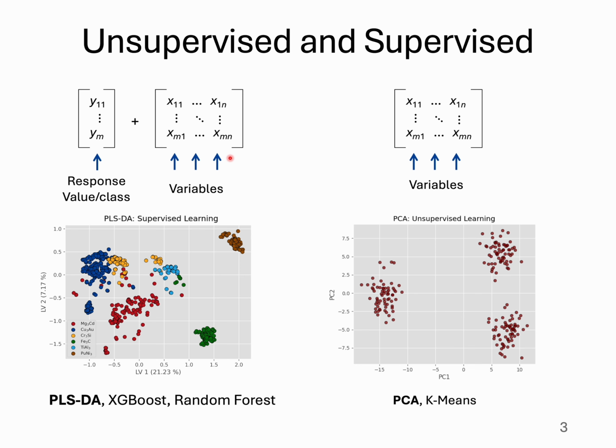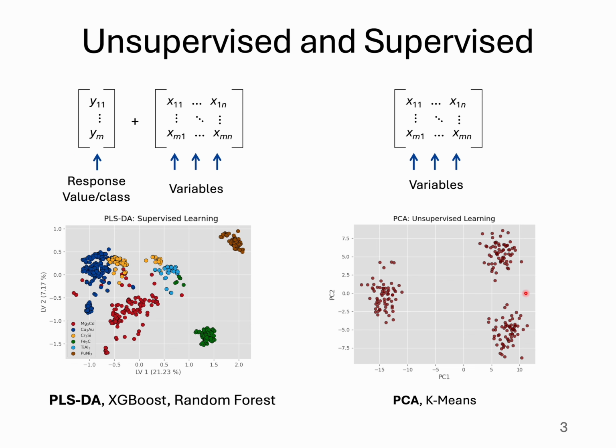Now let's go to the two main types of machine learning: supervised and unsupervised machine learning. Supervised is when we already know the answer or the value of the class, so we train the model using both X and Y. For example, we know which compounds are active or which structure type they belong to, and we want the model to learn that mapping.